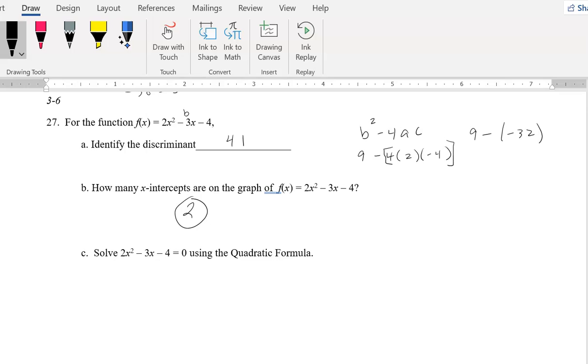So now let's solve using the quadratic formula. So the opposite of b, plus or minus, and we've already done the discriminant, so it's the square root of 41 all over 2 times 2, which is 4. You can't simplify the square root of 41, and I just want you to leave your answer in exact answer form. So that is your answer.